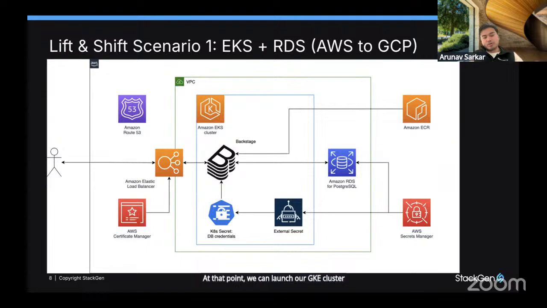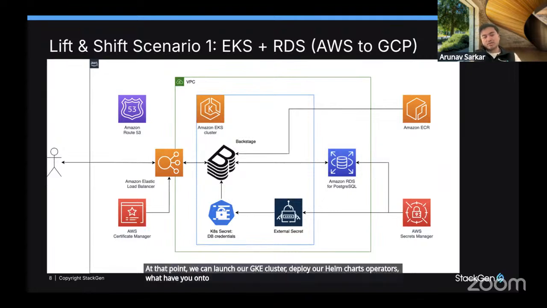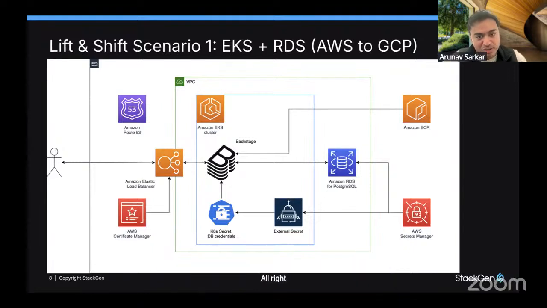Deploy our Helm charts, operators, what have you onto the cluster, point it to Google's Cloud SQL, and then we'll basically be good. Maybe there are a few stateful apps where we're going to run into issues, but for the most part, this is going to be a pretty smooth transition. All right, so this is an example of where lift and shift makes total sense.